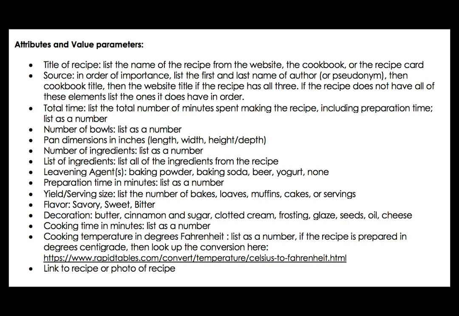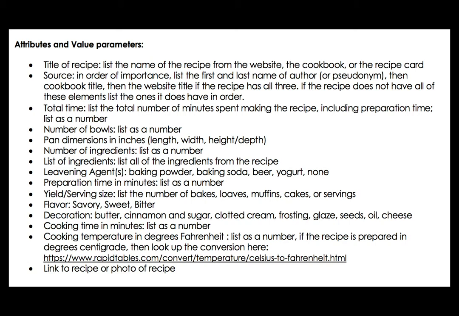I did change a few of my attributes based on the feedback from Dr. Choi. So I have specified that for the title of the recipe, users should list the name of the recipe from the website, the cookbook, or the recipe card. For the source, I've listed an order of importance so that users can discriminate between what they need to find versus what is kind of lower priority.